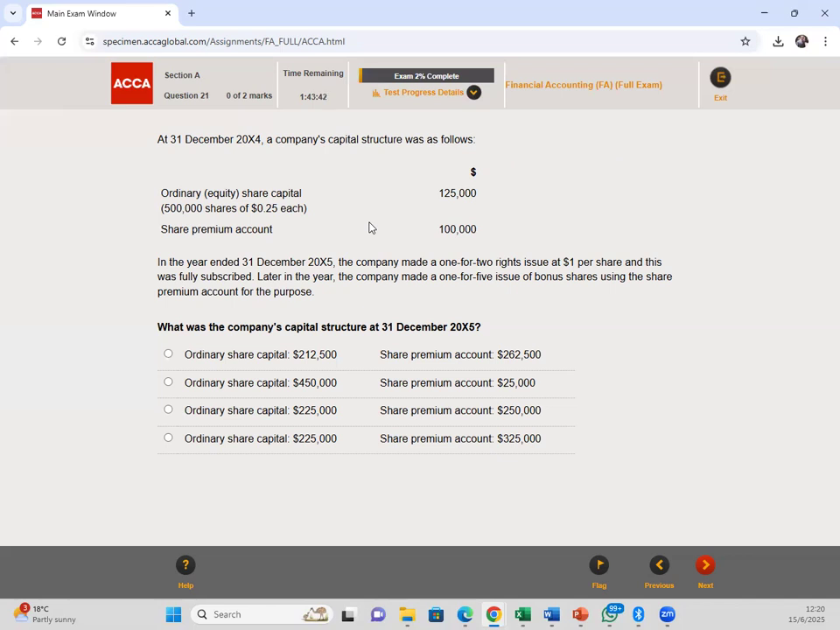Then let's move on. We have the share premium being 100,000. In the year ended 31 December 20X5, the company made a 1-for-2 rights issue at $1 per share, and this was fully subscribed. Later in the year, the company made a 1-for-5 issue of bonus shares using the share premium for that purpose. So let's go to our Excel and have a quick recap of that.